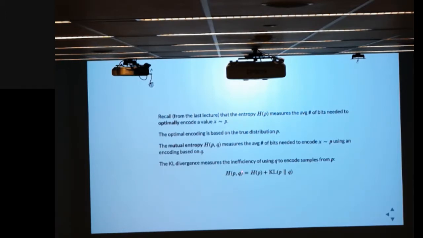More formally, the mutual entropy is the entropy of P, so the number of bits using the wrong encoding Q is equal to the number of bits with the optimal encoding plus the KL divergence. So it's basically the extra number of bits that you're going to need because you didn't use the optimal encoding. Information theory has a lot of deep connections, and it gives you interesting new ways of understanding, for example, this distance measure.